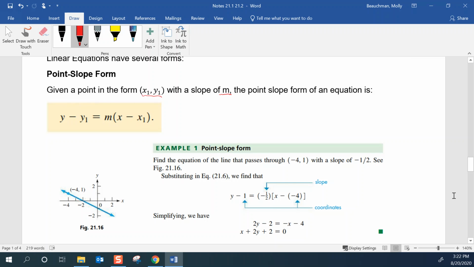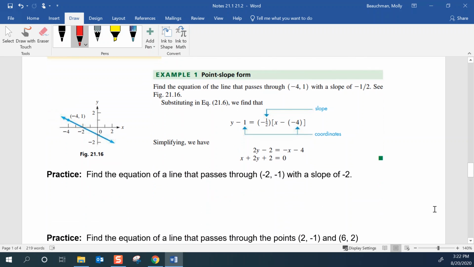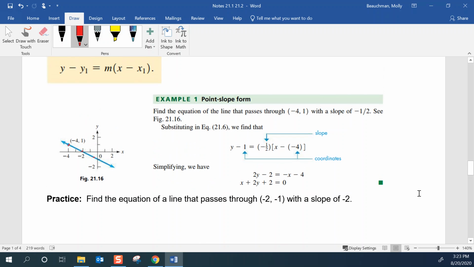So if we take a look at our example, I've got 2 points graphed. Find the equation of the line that passes through the point -4, 1 with a slope of -1/2. Okay, so a slope of -1/2 is counting down 1, to the right 2. Remember that slope is rise over run. So this is our line graphed. To find the equation, we substitute our point and our slope into the point-slope form.